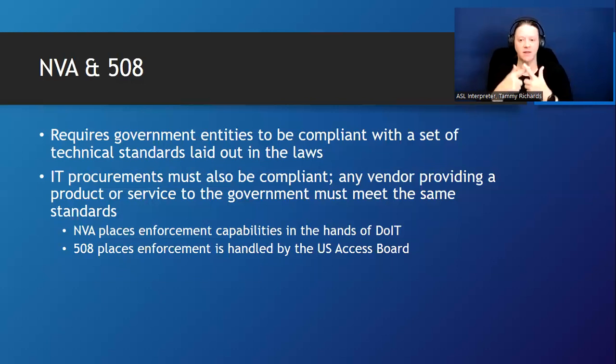In Maryland, the enforcement capability of the NVA is in the hands of the Department of IT. For 508, it's actually handled by the U.S. Access Board. They have a separate organization that's been created specifically for it. Both entities essentially have the role of determining whether something is accessible, and if it's not, what's going to be done about it, and either working with the department to improve it or working with the vendor to improve it. And then if issues arise, if a public concern or complaint is filed, they will handle it. We here at the Maryland Department of Disabilities work a lot with the Department of IT to provide this guidance and enforcement. We help a lot with testing and evaluation and such.